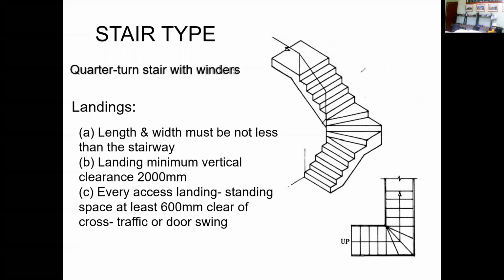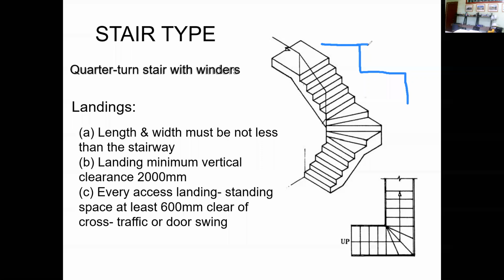So if this is the thread and this is the riser, this is another riser and this is another thread. If there is a bull nose, what you call nosing here, and there is an inclined riser, what is now the going? The going is the distance between the edge of this nosing up to the edge of this side of the thread. So this is the going.